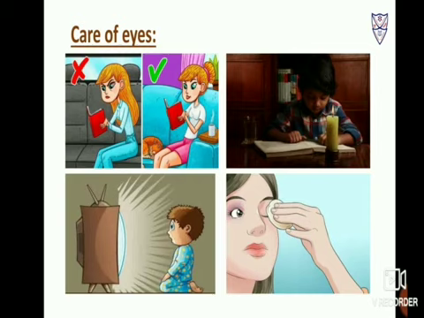Now see the third image. Do not watch television or read for a long time, and sit at least 6 feet away from the television set. See the fourth one. Do not rub your eyes with dirty hands or dirty cloth, because germs can enter the eyes and cause infection.